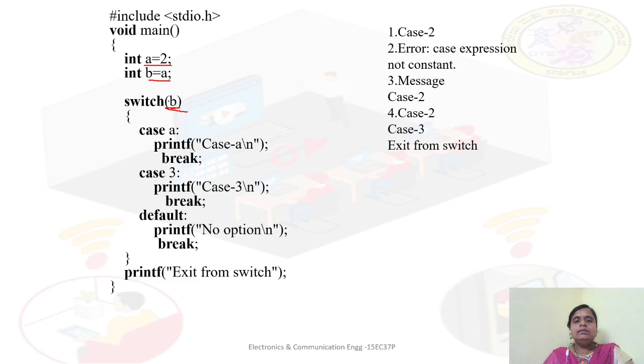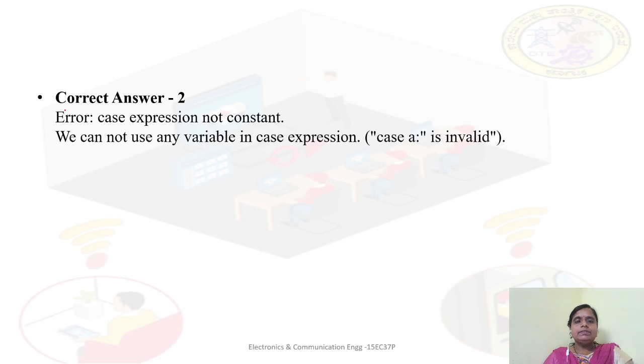Okay, here I'll just give the solution. As A is a variable, isn't it? So we cannot use any of the variables. We need to use the constants only, either the integer constant or a character constant. So here as A is a variable, we cannot use this variable. So that's why your output will be an error message. Case expression should be constant. It is not a constant. So we cannot use a variable. As we have used a variable, it's invalid. So that's why it will be an error message.